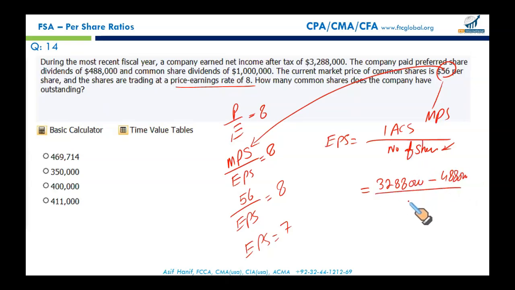Upon the number of shares, call it X. EPS is given as 7. Make X the subject of the equation. The numerator would simplify to 2.8 million, and the denominator would be 7. So 2.8 million upon 7 will give you a rounded number of 400,000. That perfectly matches with your option C.